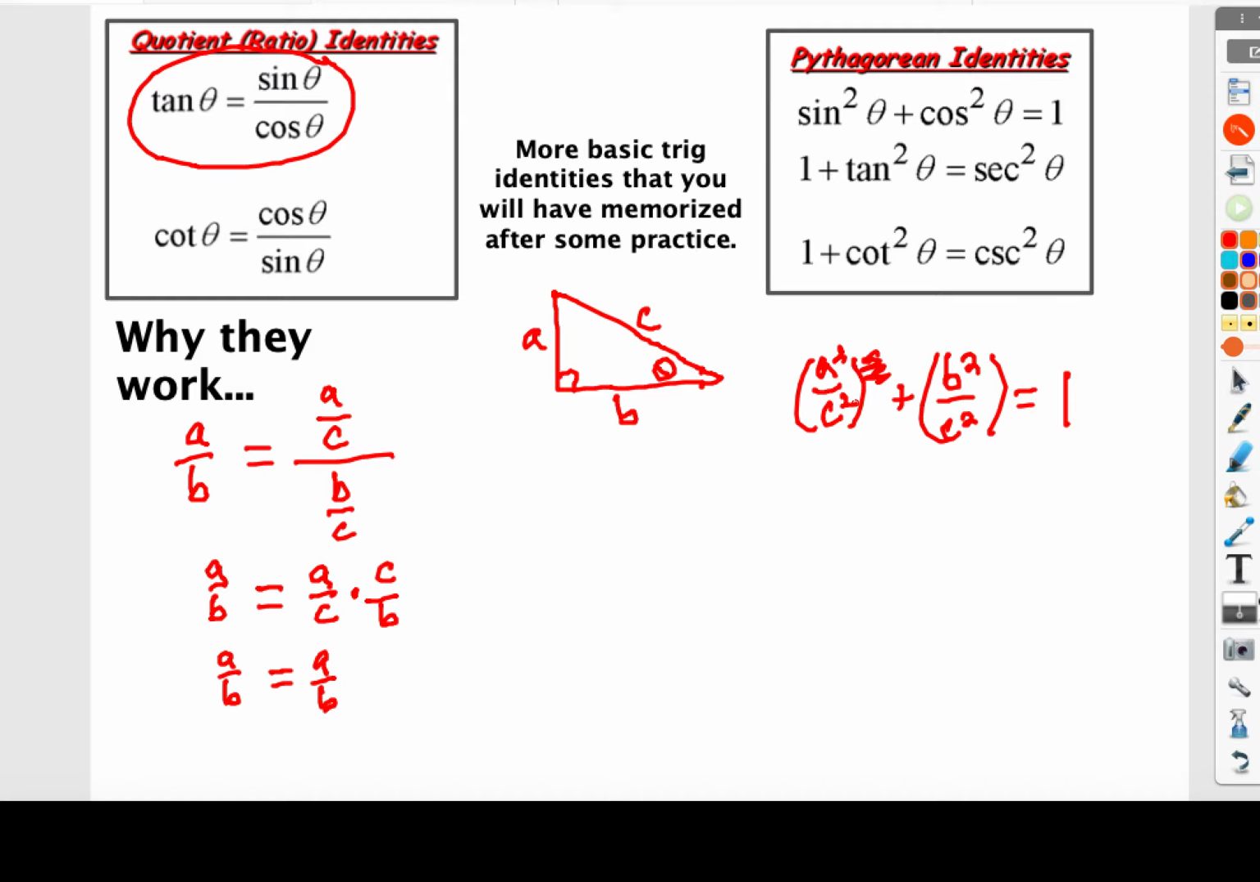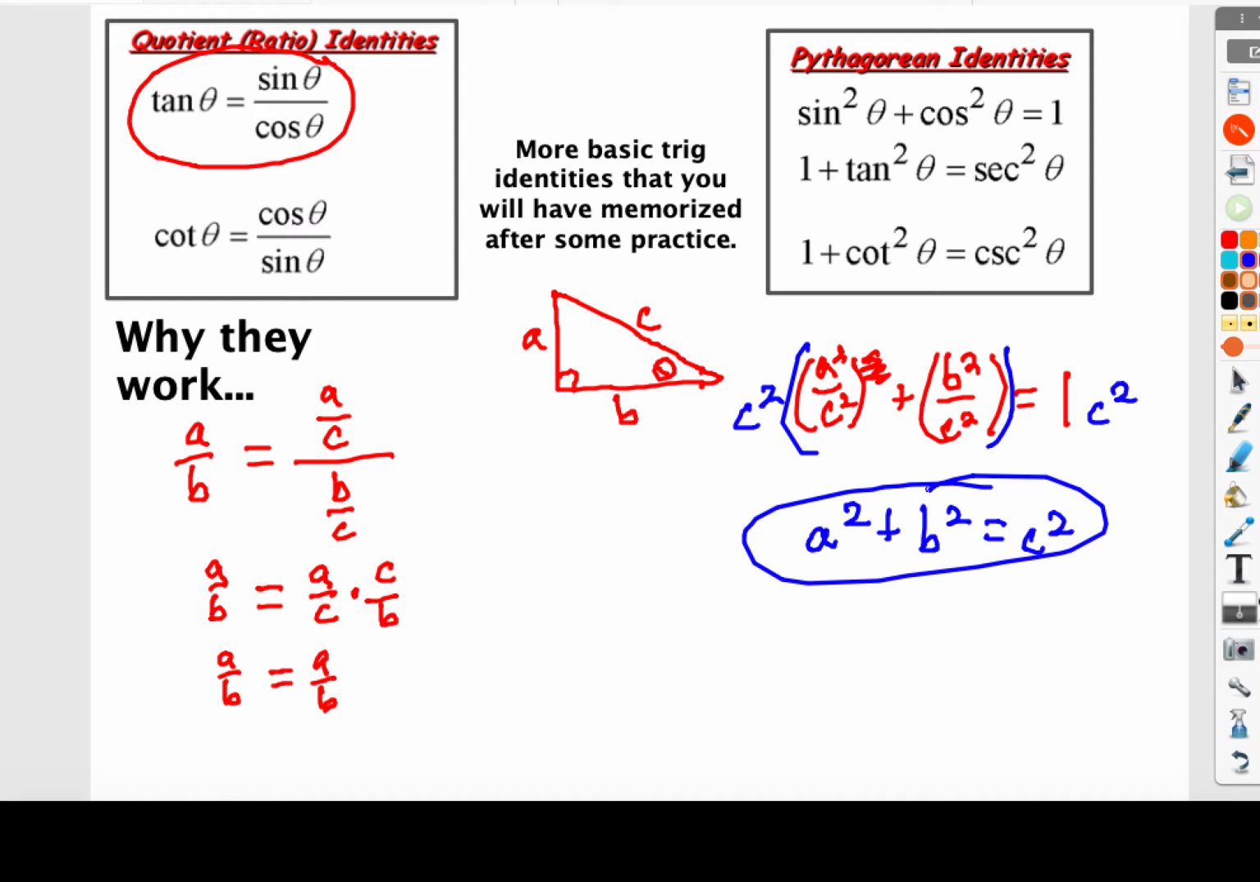What if we just multiply all parts by c squared? We'll take this whole side times c squared and this side times c squared. In that first fraction, that leaves us with a squared. In the second fraction, the denominator will cancel, leaving us with b squared. And on the right, we've got c squared. And I don't think anybody's going to argue with the Pythagorean theorem. So the idea is these identities are true at all times. For any angle theta, these will always be the case.